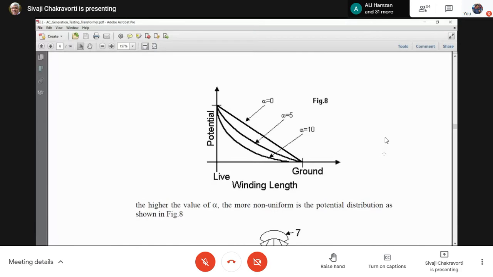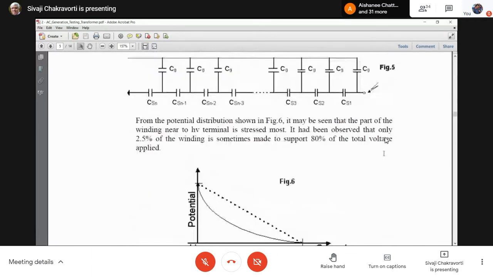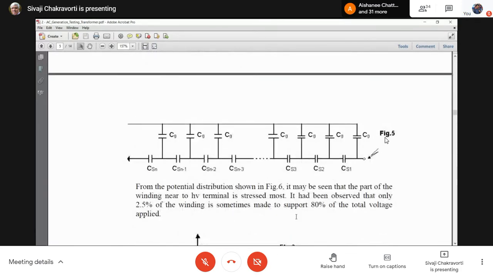Now, if I look at this diagram, this figure 5 I'm talking about, if I ask somebody who is responsible for this nonlinear potential distribution, the answer is very clear. It is this CG, the shunt capacitance. So therefore, we can have a ratio of CG by CS.